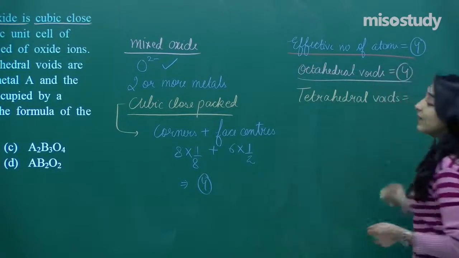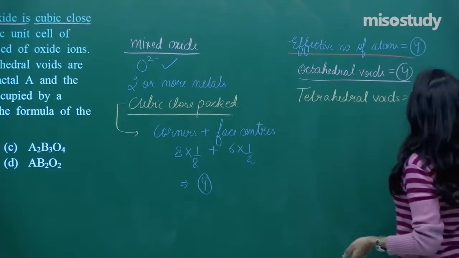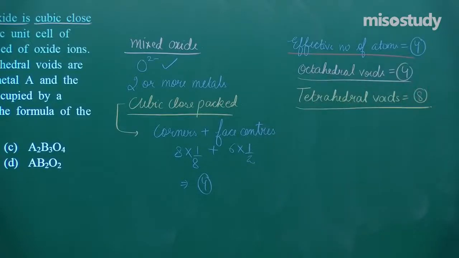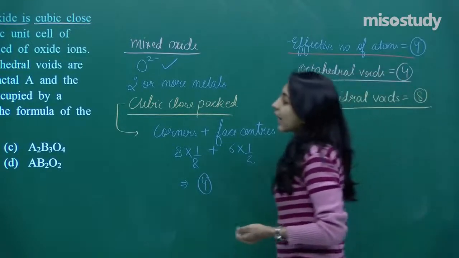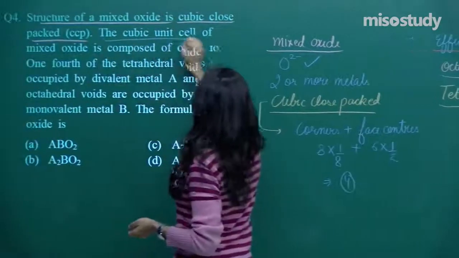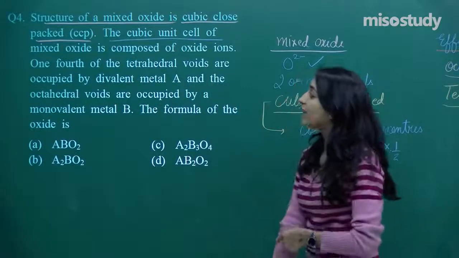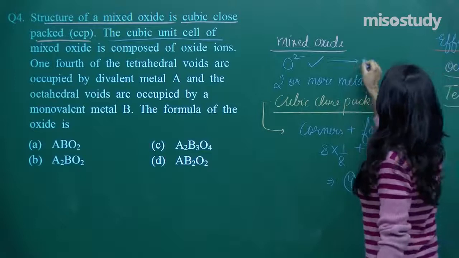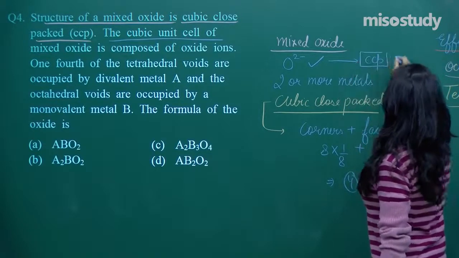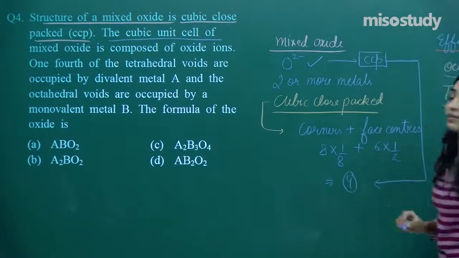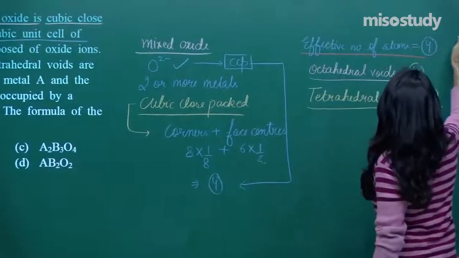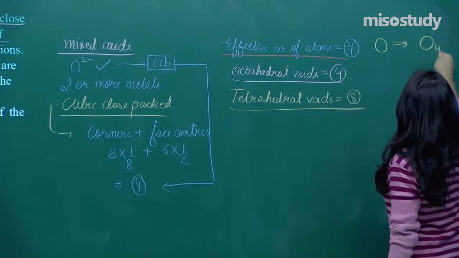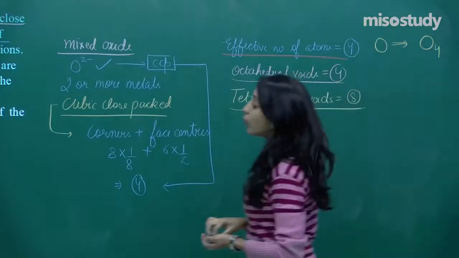So tetrahedral voids will be double the number of octahedral voids, which will be 8. So we know these 3 things, right? Let us continue further with the question. The question says that the cubic unit cell of metal oxide is composed of oxide ions. That means oxide ions are present in the CCP fashion. CCP fashion means how many oxide ions will be there? 4. So how many O will be there? 4. Okay. So can I simply write O4?